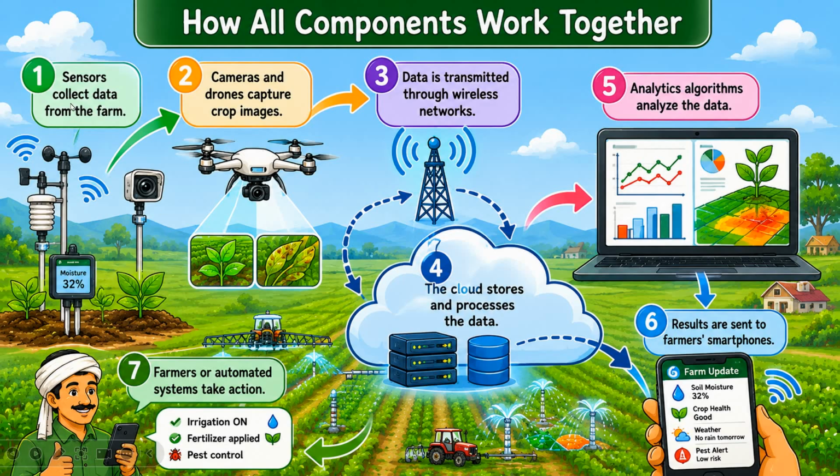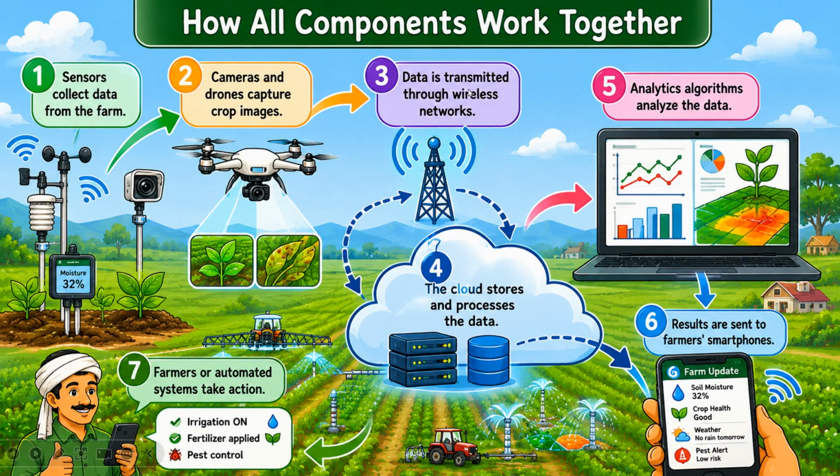First, sensors are placed in the field, which collect important data such as soil moisture, temperature, and humidity. This will help to monitor the condition of the crops and the soil. Next, we have cameras and drones, which capture images of the crops and help identify plant diseases, pest attacks, nutrient deficiencies, and crop growth conditions.